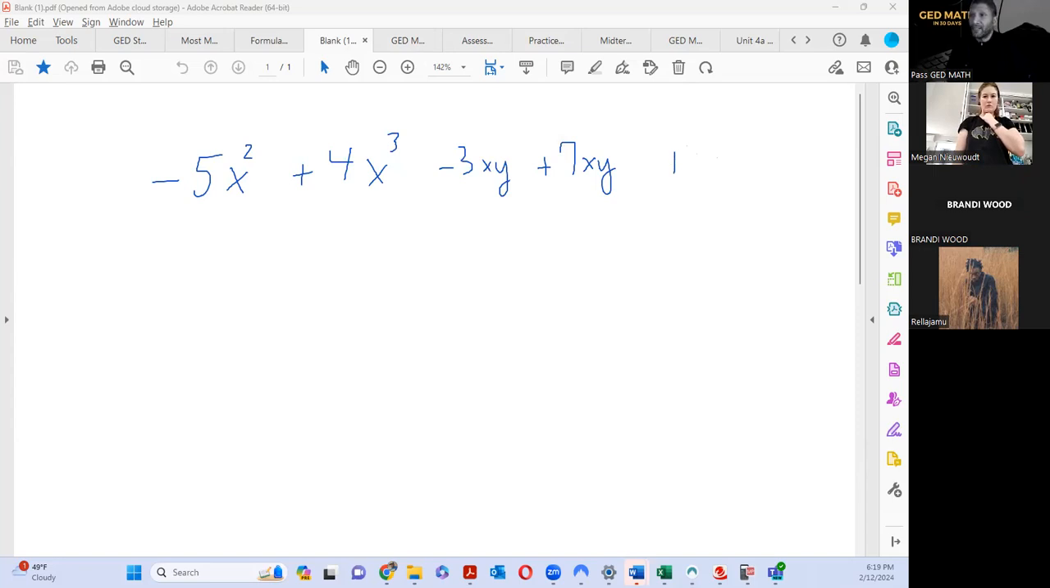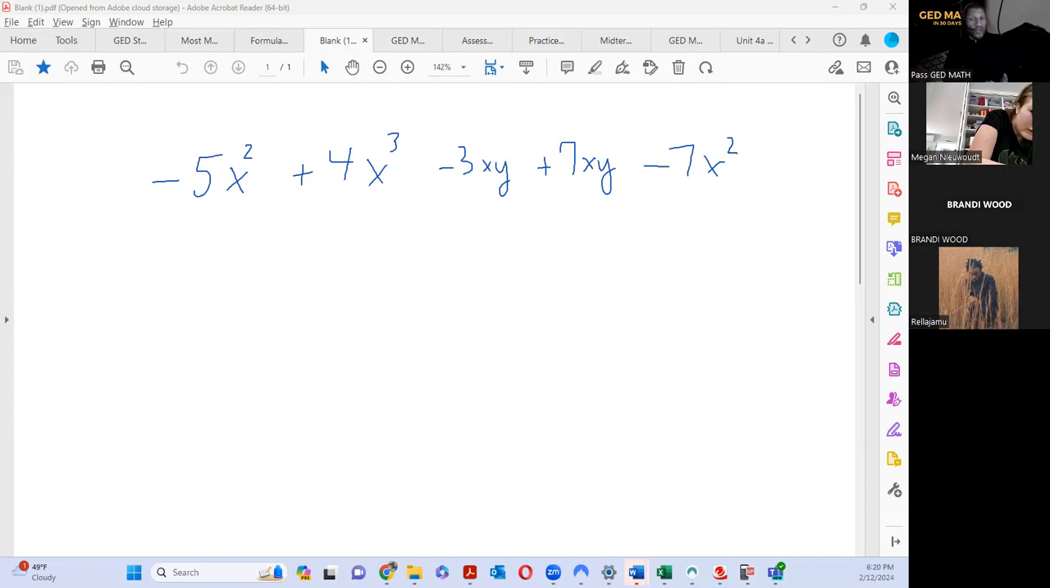Let me do a minus. Okay, so I have an expression here. It's an expression because I don't have an equal sign. It's not an equation. So: minus 5x squared plus 4x to the third, or 4x cubed, minus 3xy plus 7xy minus 7x squared.